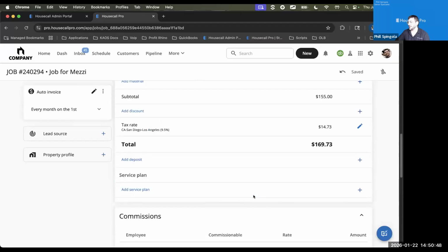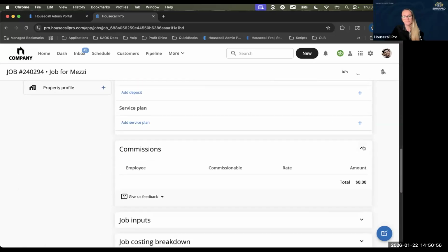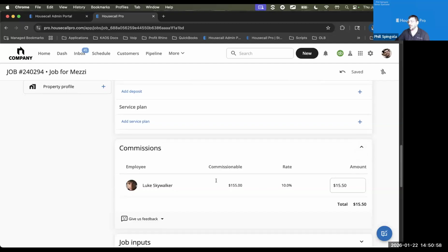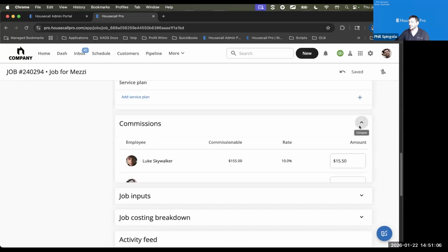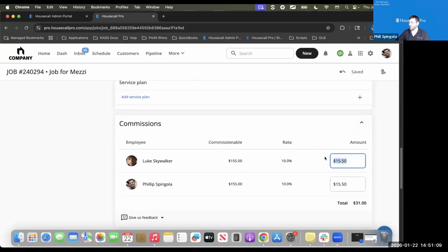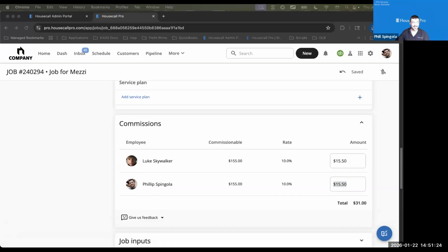So it's sold by, and if we want to say Luke went out there and did it, now we can see that just Luke is getting the commissions. If I need to get the commissions too, I can go ahead and add myself as well. So now we have commissions for both of us. And as of right now, we can make adjustments just on the amount. But as Shayna said, we're about to release some improvements to this. Yeah, it's so much better. It's been a long time coming.